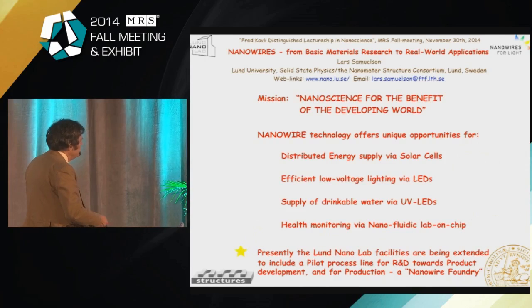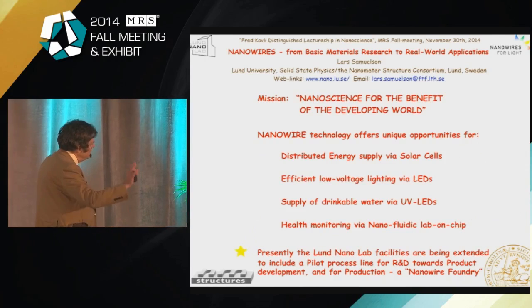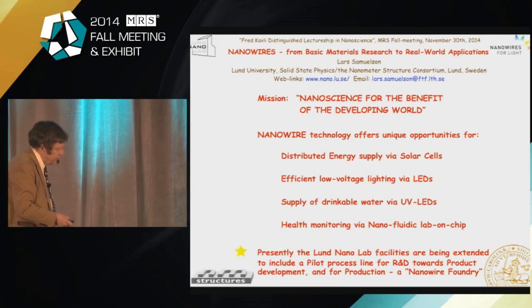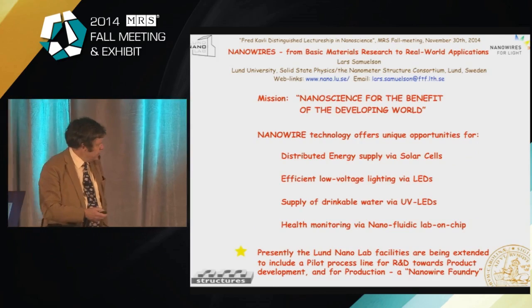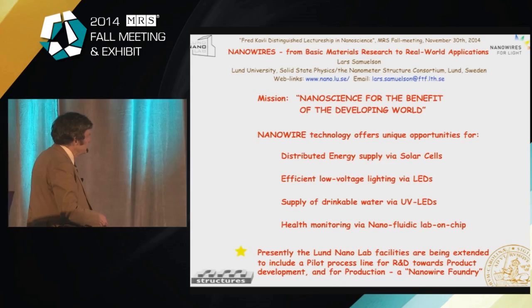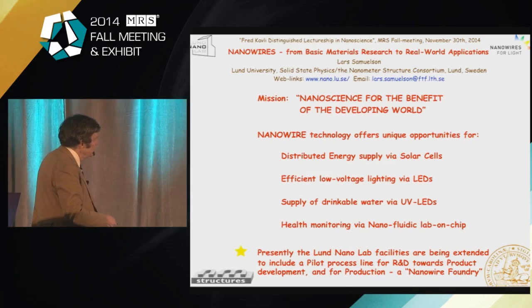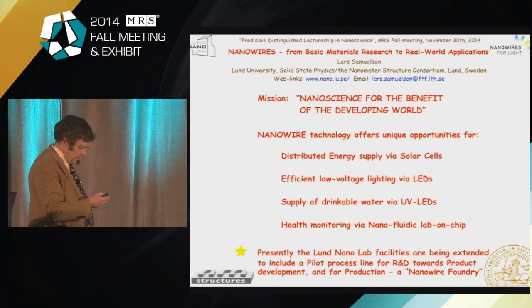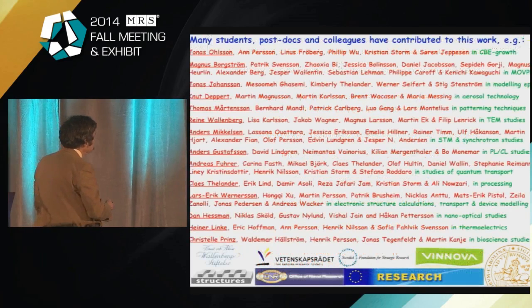I can say also right now, Lund Nano Lab is building a pre-pilot process line for R&D towards product, leading to what we call a nanowire foundry. And where should that be if not in Lund? We think that's where it should be.